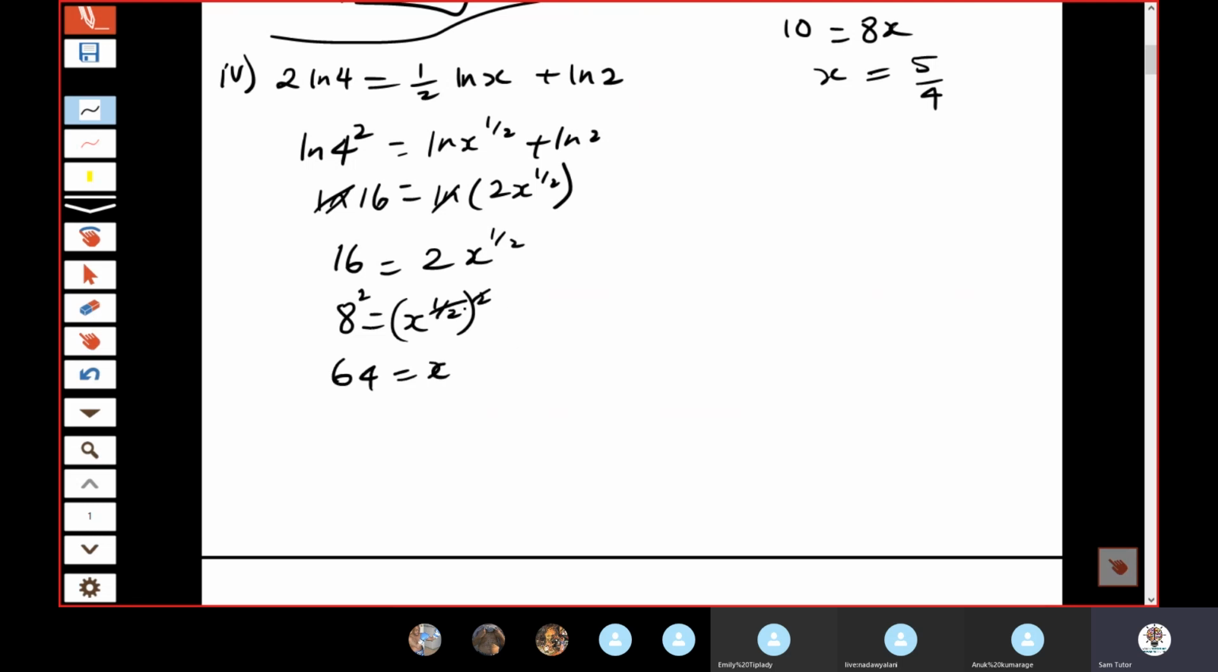A lot of students are not sure of that because they're like, half, I've only seen the square roots. But don't forget, half is a square root. So you just get power of 2. And that's it. Check it. 64. Yep, works. No problems.